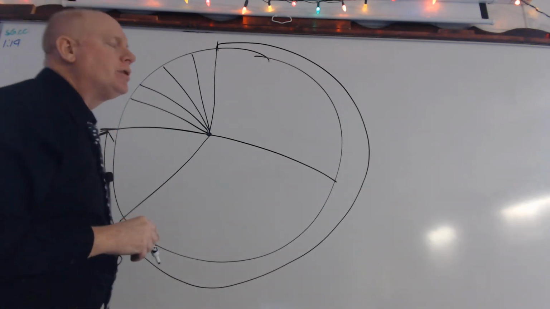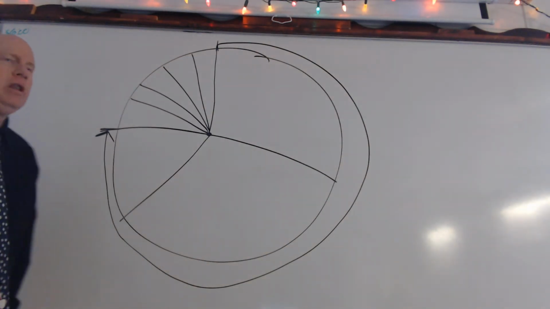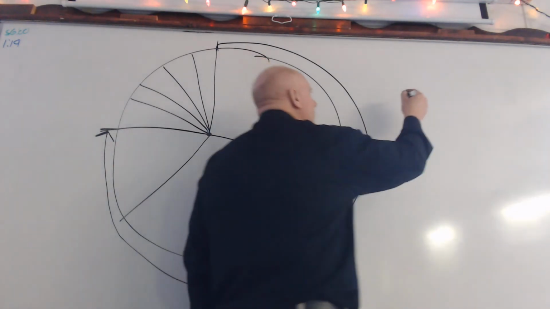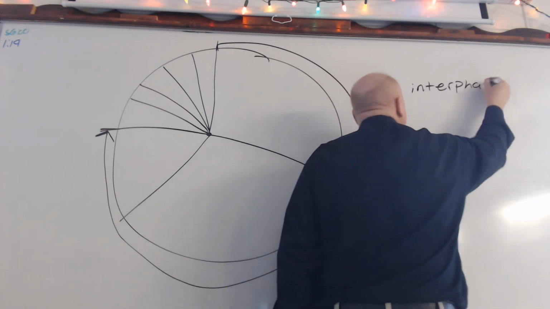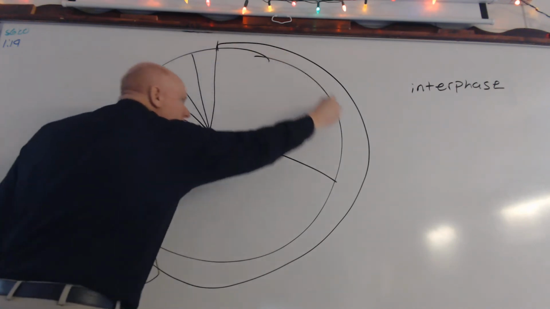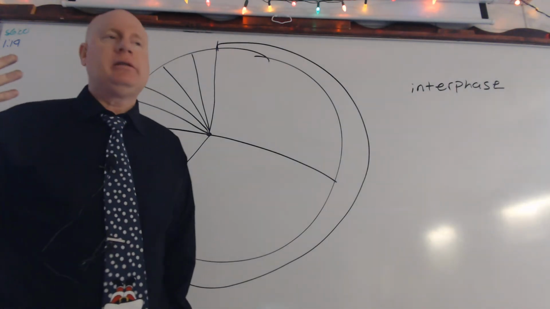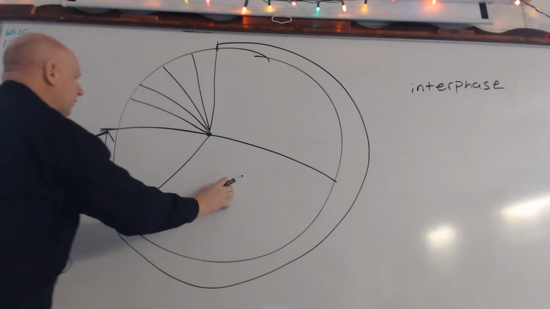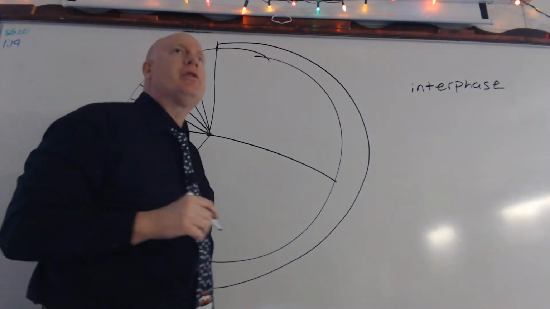Okay, so when we draw this line outside this circle, that means something very specific. That is interphase. So in this process, from this line all the way around here, there are 3 things that are happening inside this cell. There's something happening here, here, and here. Okay, G1 is correct.